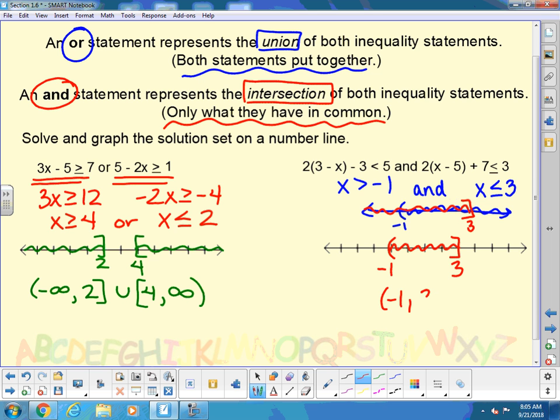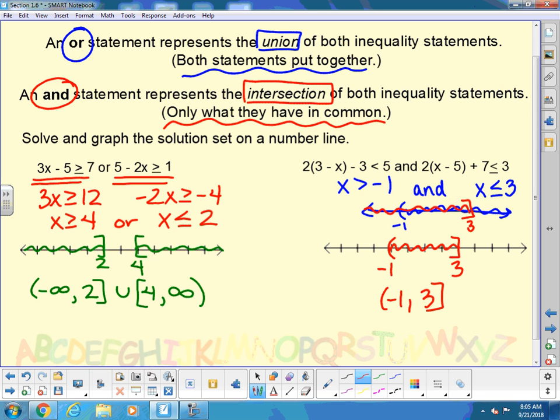The number line makes it really easy. Negative 1 with parentheses, comma, 3 bracket. And then you can check these. Any number that's in this interval should give you a true statement in both inequalities. So like an easy number to plug in would be 0 here. You can plug 0 into both inequalities and make sure it gives you a true statement both times. That'd be a way to check it.